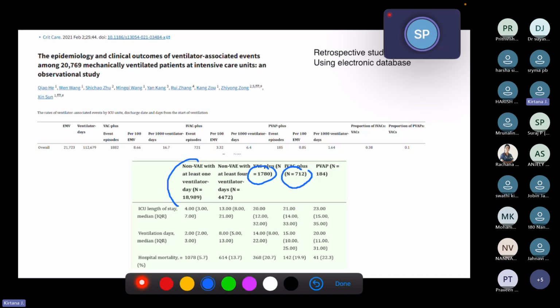We can see that in patients who were having this ventilator-associated event, their mortality was 20%, which was much higher as compared to the mortality of patients who did not have a ventilator-associated event. So if there is worsening on the ventilator, your mortality rates are going to go high. Your median ventilation days are going to go high, 14 as compared to 2.